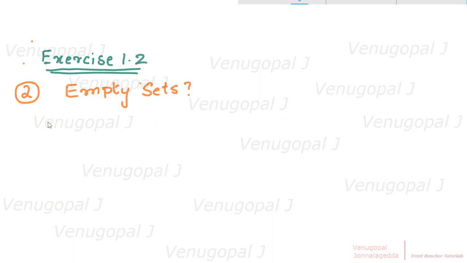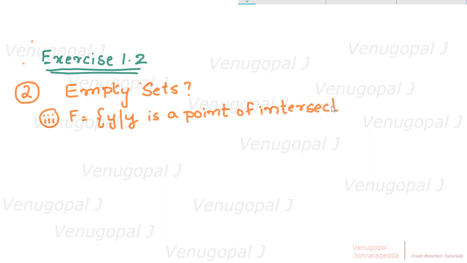Now let's attempt the third question. We have F is equal to the set of y such that y is a point of intersection of two parallel lines.